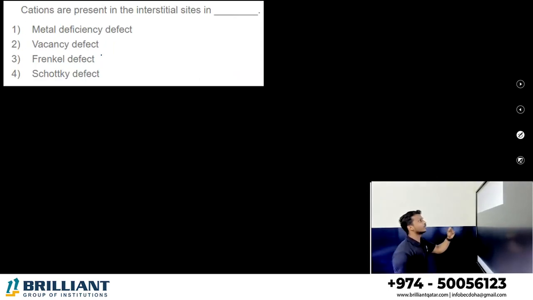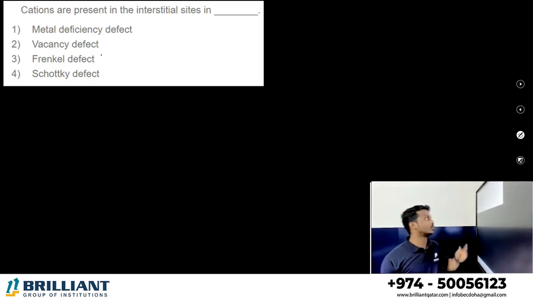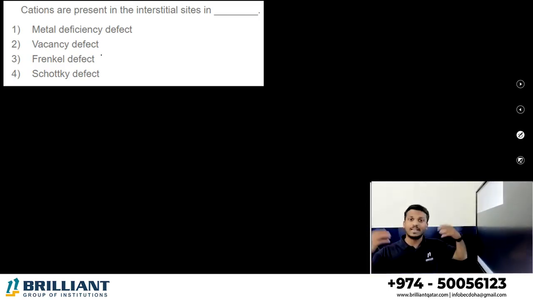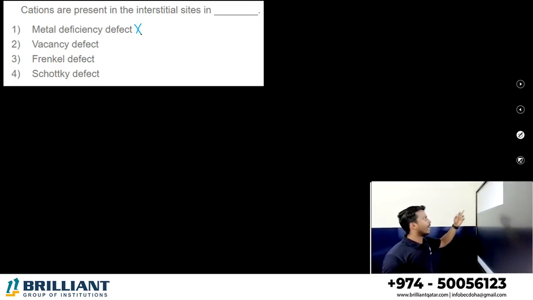Next, cations present in the interstitial site is which defect? Metal deficiency, vacancy, Frenkel or Schottky. Metal deficiency defect means metals are actually missing. Metal is missing, so here metals have positive charge. Here cations are present in the interstitial site, an extra cation. So not metal deficiency. That would be metal excess.